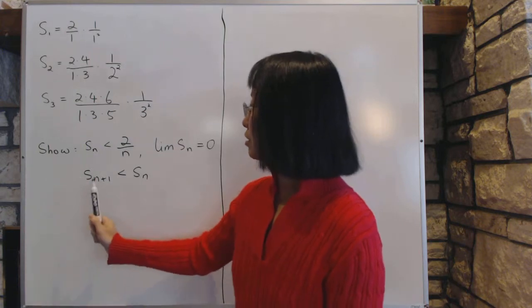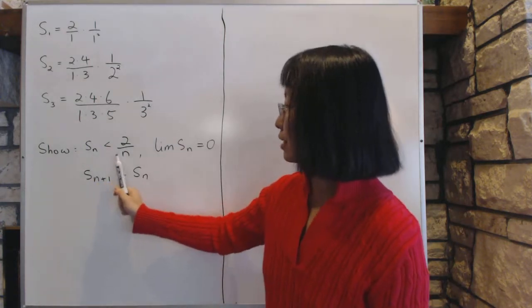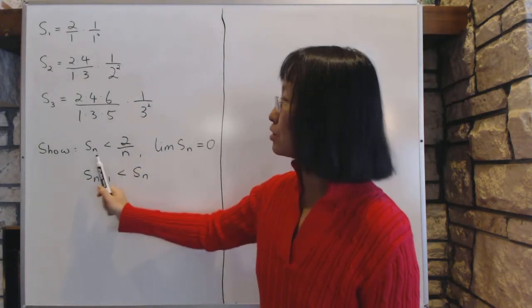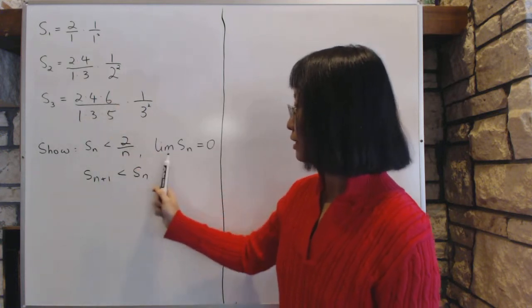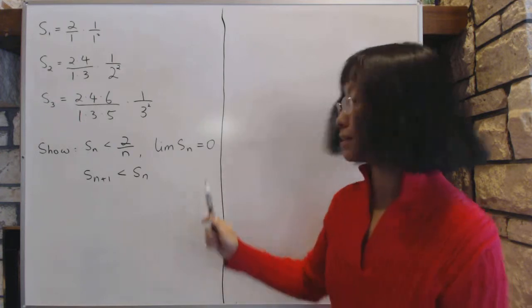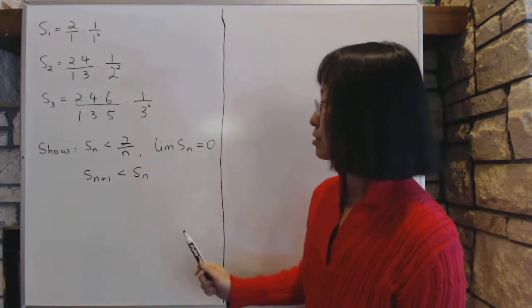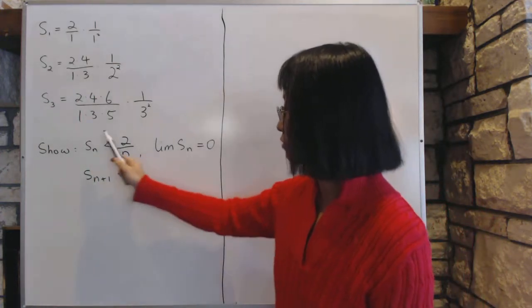So we're supposed to show that Sn is going to be less than 2 over n. Now if that is true, being that Sn are all positive numbers, and this thing goes to 0, then obviously the limit of Sn as n goes to infinity is going to be 0. So that's one thing we need to show.